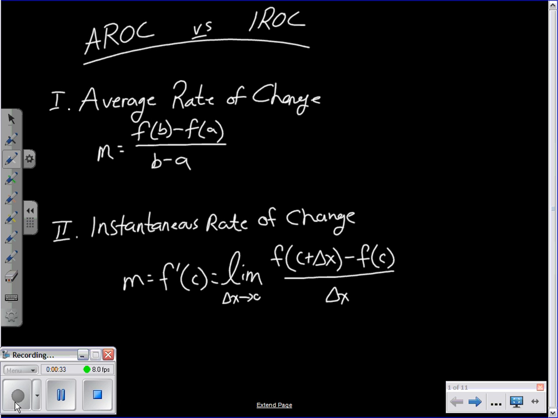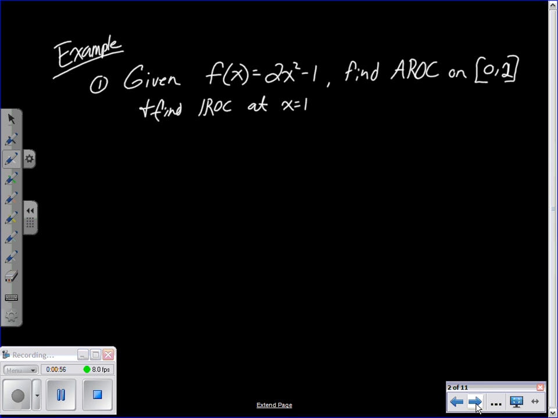Instantaneous rate of change is very similar, except we're finding the slope of a line that's tangent to the function. So this is where the idea of derivative comes in. Our slope is equal to f prime of a specific x value c, and we represent that as the limit as delta x goes to 0 of f of c plus delta x minus f of c, divided by delta x. Let's look at an example just to demonstrate this.